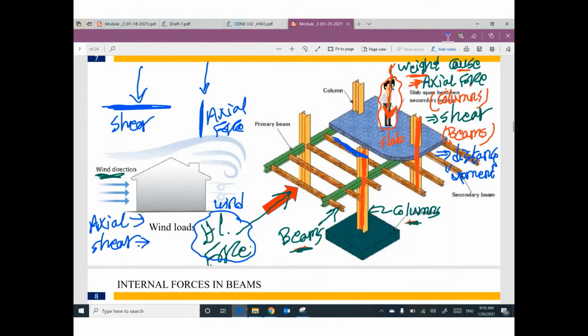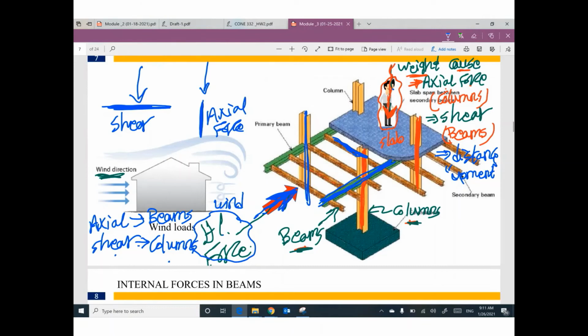If you have horizontal load, I believe this horizontal load is parallel to this beam. So we have axial in beams. And this horizontal load is perpendicular to this vertical column. So we have shear. So if you have wind coming to your building, we can expect axial force in beams and shear force in columns.